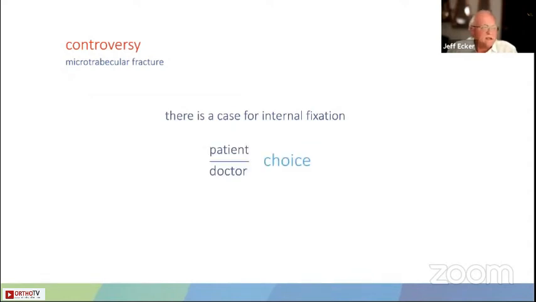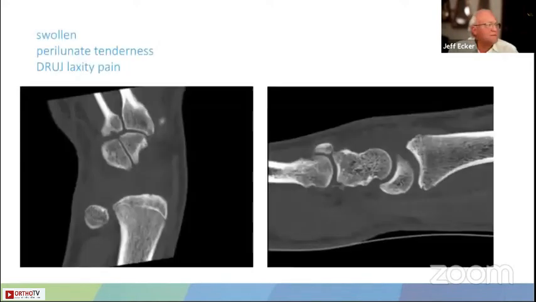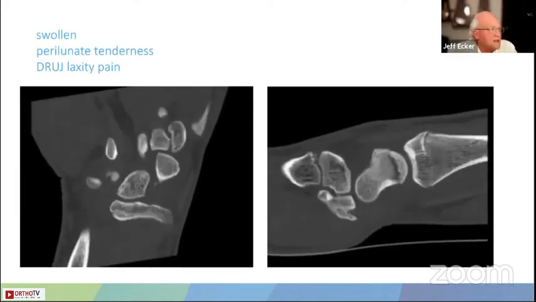It's a choice that the patient makes with the surgeon. There's a risk-benefit ratio. And I'll put to you, if you have an elite athlete who is going to play in a grand final in 4 to 6 weeks with a microtrabecular fracture, there is a case to insert a screw. So look at this case.